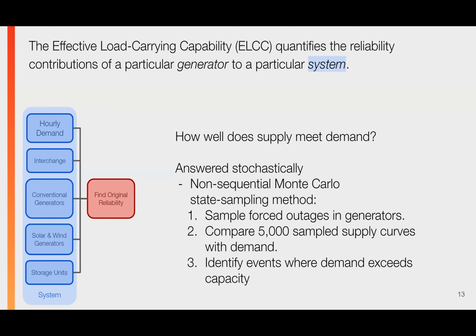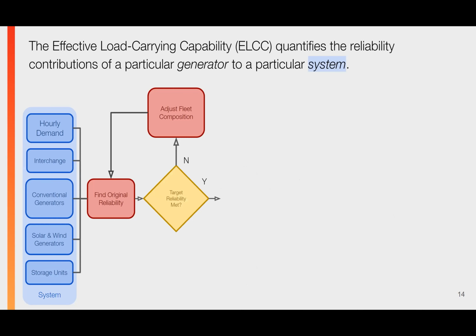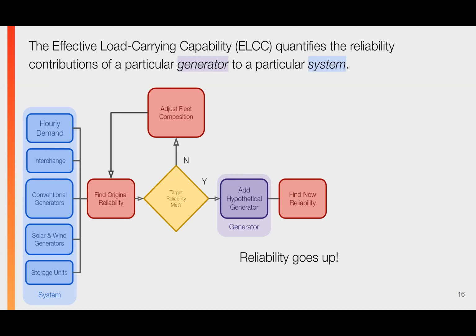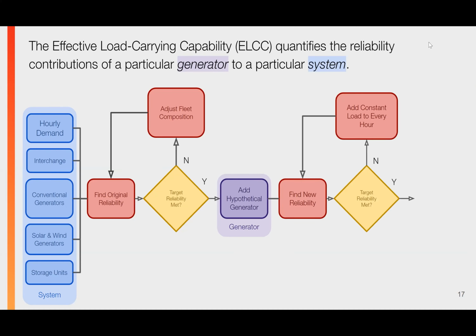And we do this stochastically using a non-sequential Monte Carlo state sampling method. Well, that's very buzzwordy. Really, we're just sampling outages in generators due to broken parts or supply chains. And this allows us to compare 5,000 sampled capacity curves with demand and quickly identify loss of load events and count those as well. And then to establish a baseline between systems, we adjust our fleet composition until we meet a target reliability of 1 outage day in 10 years, which is, as has been brought up, a very typical planning target. And then we add our hypothetical generator. We expect this to improve reliability. And we go through that last step in the ELCC calculation, where we add a constant load to every hour of the year until the new reliability with both the added generator as well as the added load is equal to the original target reliability.